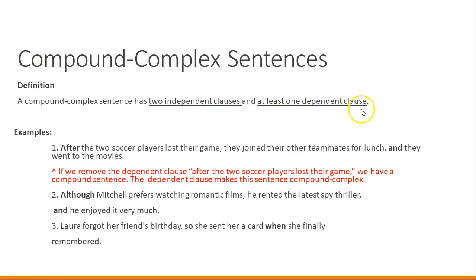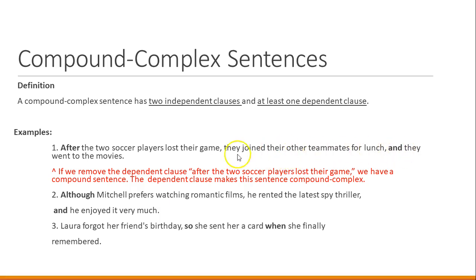For example: "After the two soccer players lost their game, they joined their other teammates for lunch and they went to the movies." You can tell which part of the sentence is the dependent clause, and in this case it is the part that starts with "after." So "after the two soccer players lost their game," with the comma, is the dependent clause because it depends on the independent clause that we have here.